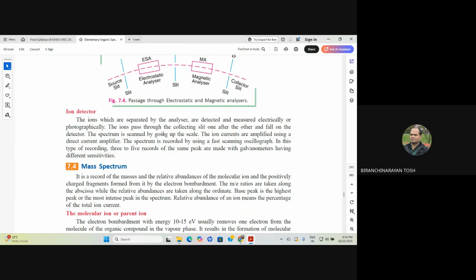The spectrum is scanned by going up the scale from lower m by e ratio to higher m by e ratio. The ion current is amplified using a direct current amplifier. The spectrum is recorded by using a fast scanning oscillograph. In this type of recording, 3 to 5 records of the same peak are made with galvanometers having different sensitivities.